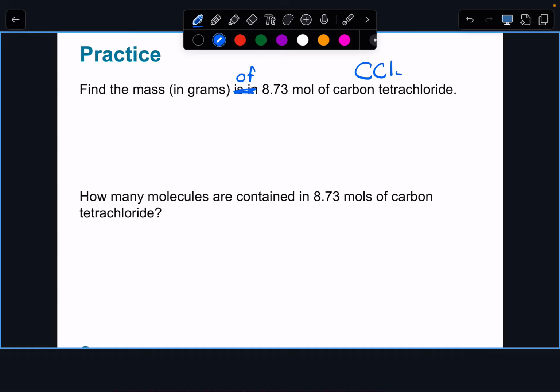So if you noticed, you kind of had to know the formula there. Tetrachloride, so 4 chlorines, 1 carbon.